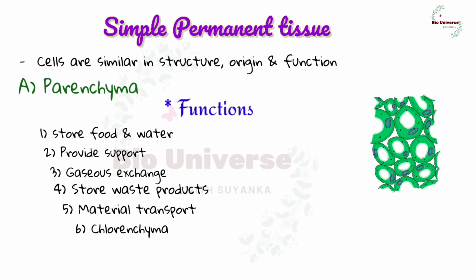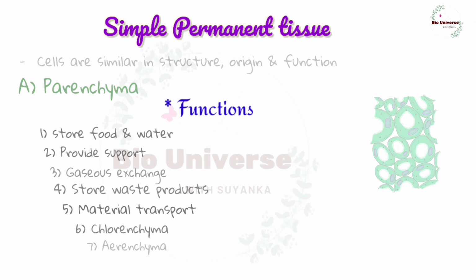Parenchyma containing chloroplast is called chlorenchyma. Chlorenchyma is the seat of photosynthesis or manufacture of organic food. Aerenchyma is modified parenchyma found in hydrophytes or aquatic plants which have air cavities to store gases and provide buoyancy to aquatic plants. Epidermis is a specialized parenchyma present on the surface of plant organs.